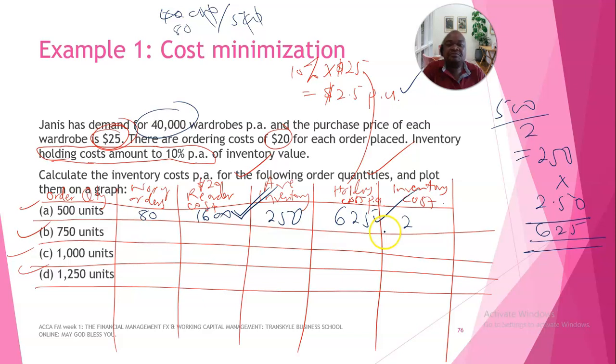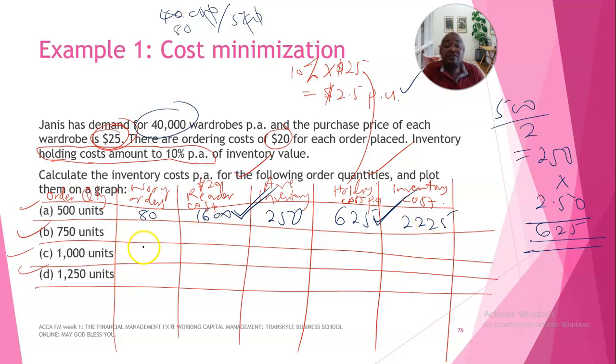So the 1,600, which was the reorder cost, has to be added to the holding cost, which is 625, and we'll get 2,225. So we do the same.